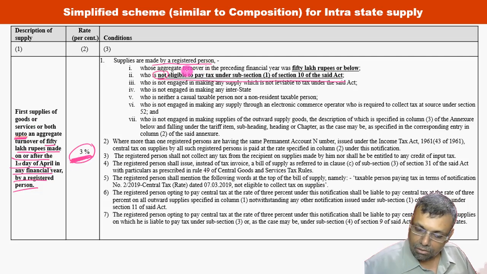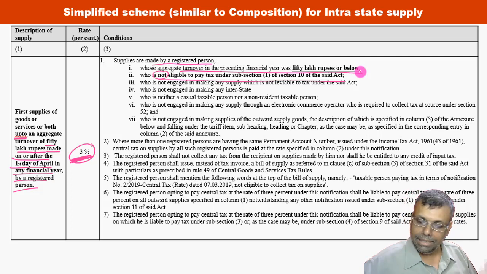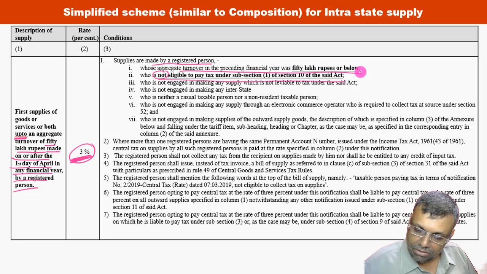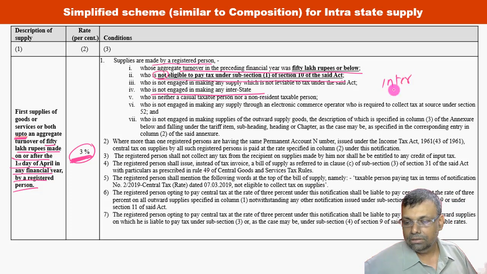And here also it is mentioned that the aggregate turnover in the preceding financial year was 50 lakhs rupees or below. So basically the turnover criterion is 50 lakhs of rupees. Further, one very important thing, otherwise this is very simple: the person is not engaged in making any interstate supply. In other words, interstate supply is not eligible, I repeat, not eligible for the purpose of this notification, which I call composition scheme version number 2.